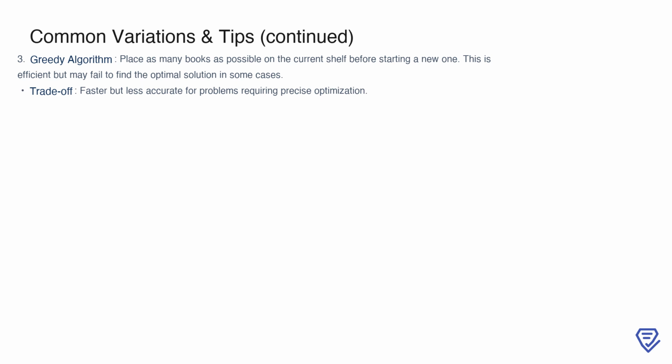For problems that require precise optimization, such as minimizing the total height of the shelves, greedy strategies often fall short because they make decisions based only on immediate benefits without considering the broader implications. While faster, this trade-off in accuracy makes it less reliable for achieving the best possible result in every scenario. Understanding these trade-offs is key to selecting the right approach for different problem contexts.